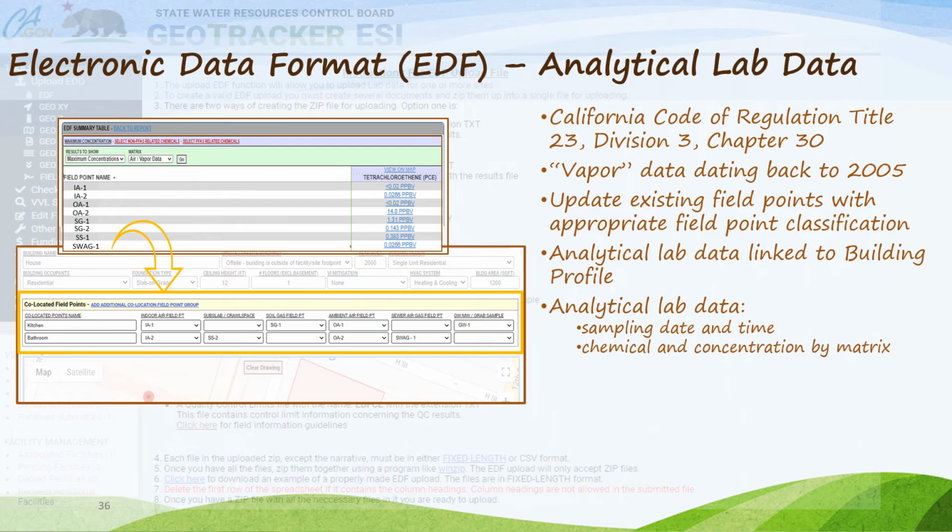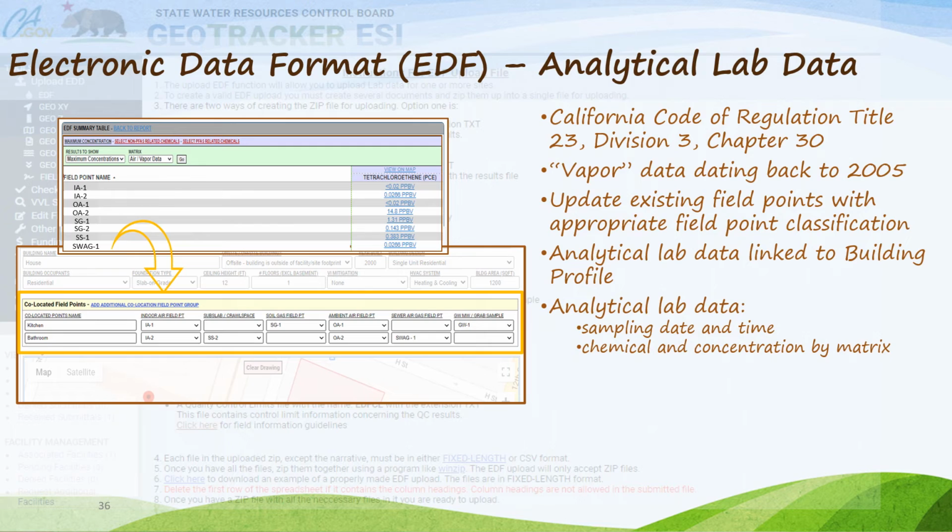So one last piece to the database is the lab analytical data, which is submitted electronically using the electronic data format that Stephen had mentioned in his training presentation earlier. So in 2005, Water Board developed regulations, California Code of Regulation Title 23, Division 3, Chapter 30, to require regulated parties to upload data directly to GeoTracker. We do have vapor data dated back to 2005.